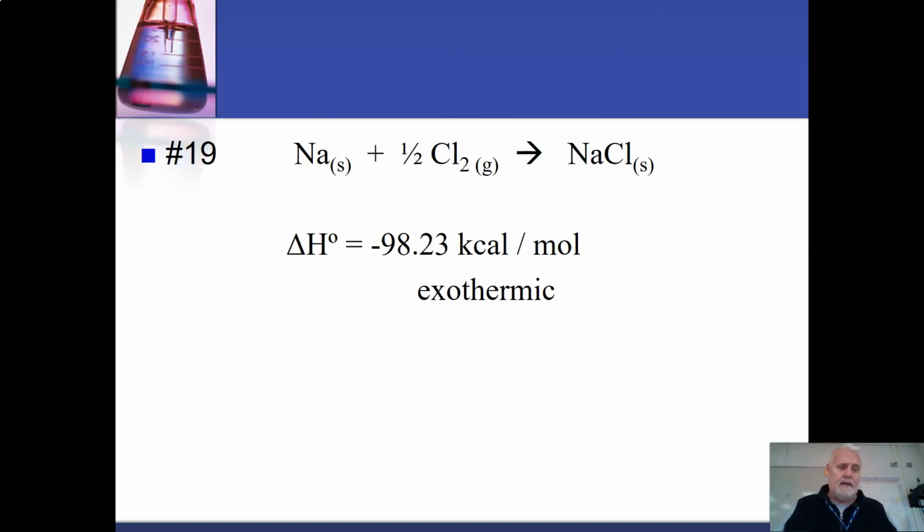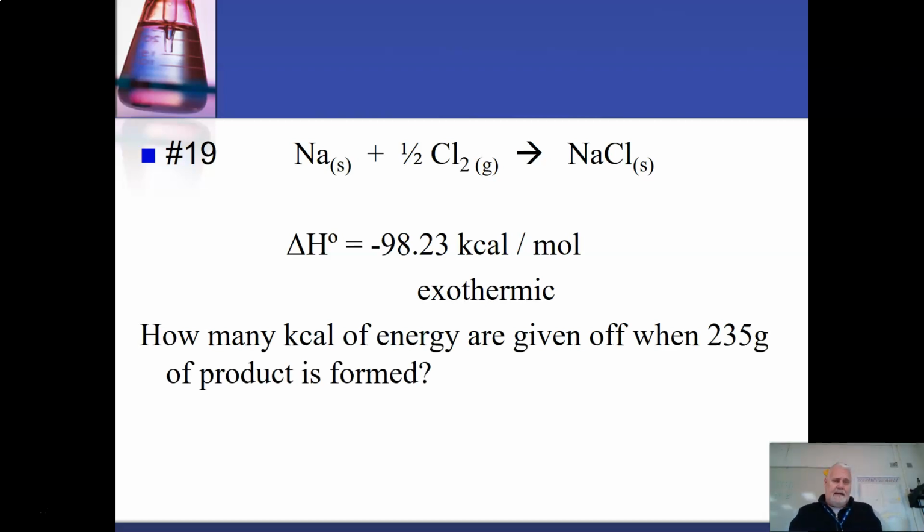Okay? So here's a problem that is very similar to what number 19 was going to be. It says, how many kilocalories of energy are given off when 235 grams of product is formed? You can trust the factor label method, trust dimensional analysis, to get you there. When you look at these two things, you've got two numbers. This one is actually a conversion: there's this many kilocalories per mole. This is just a singular unit.